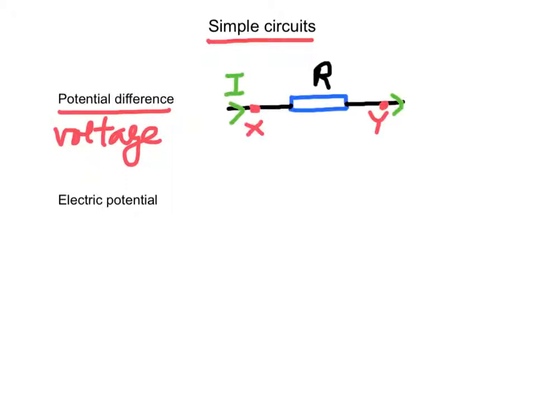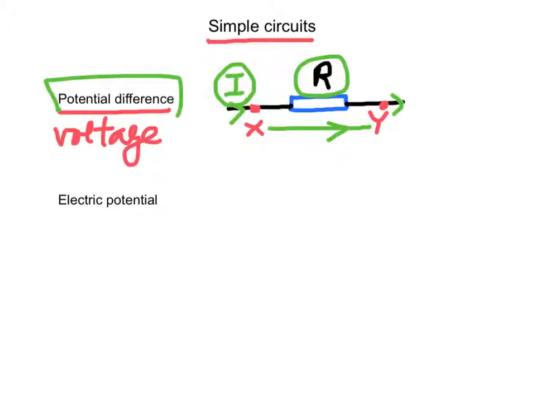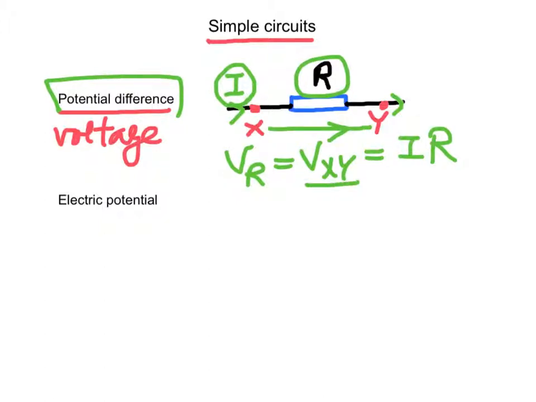When there is a current I passing through a resistor R from point X to point Y, we say the voltage or the potential difference across the resistor is VR or Vxy equal to IR, where Vxy is called potential difference.